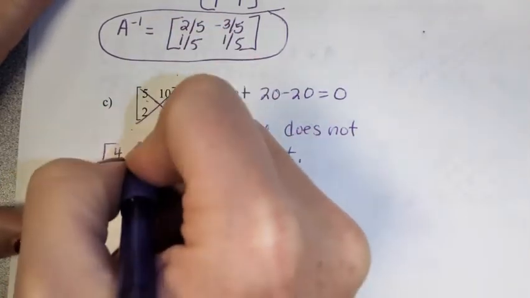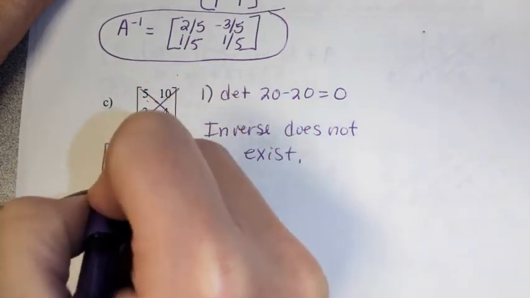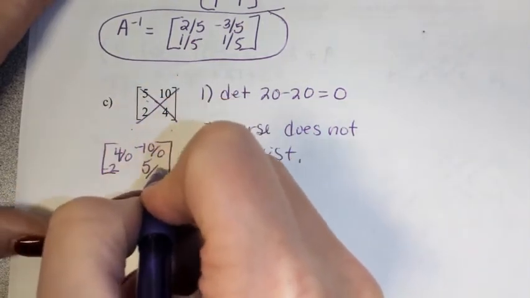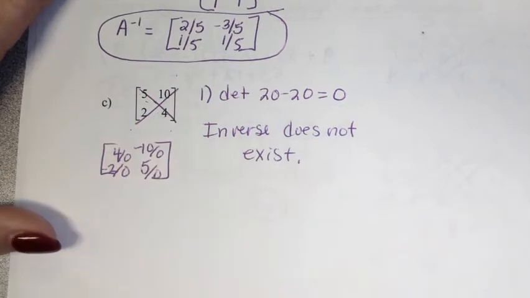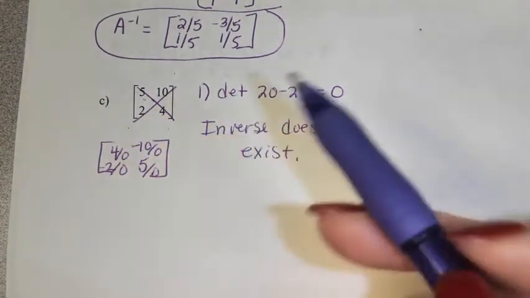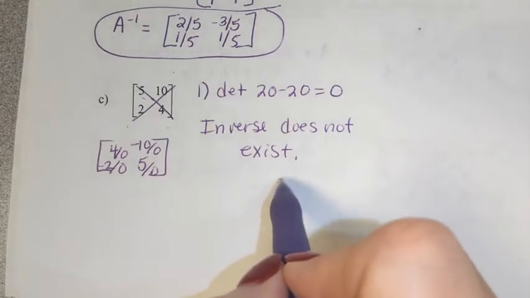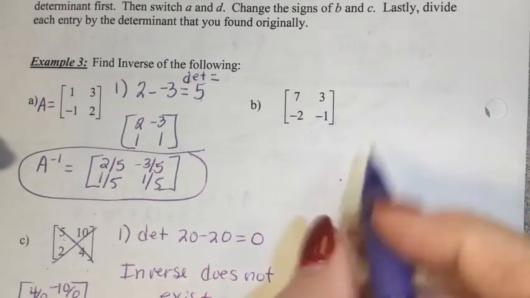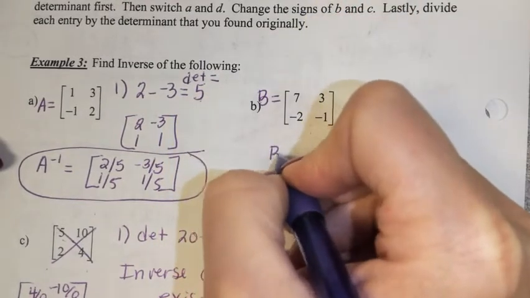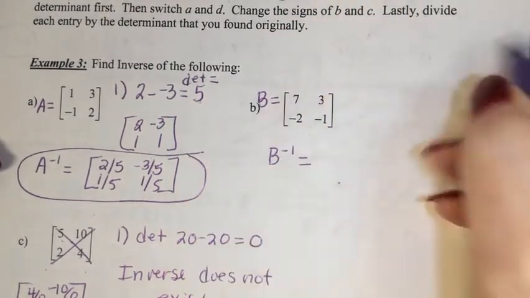If we even tried to do this, watch what would happen. We switch everything around. We put our negatives in front of b and c. We can't divide by 0, can we? That's the reason why that inverse doesn't exist, because we're not even allowed in math to divide by 0. It makes a value that's undefined. So therefore, no inverse.